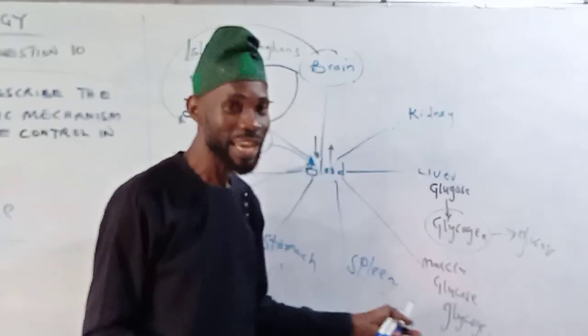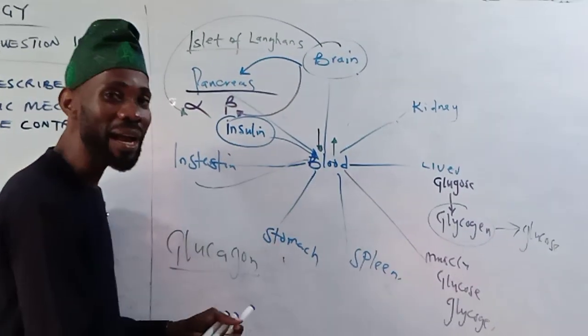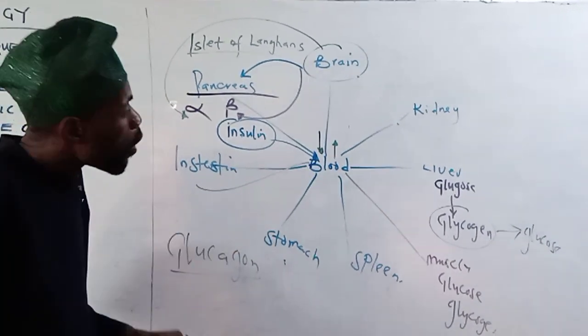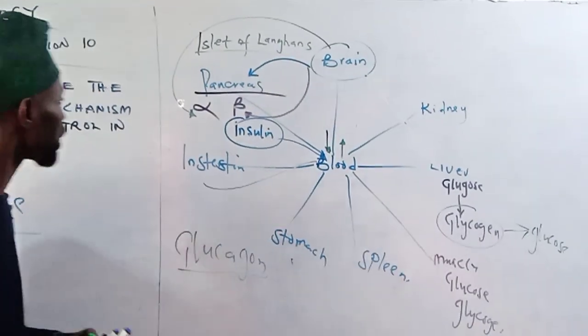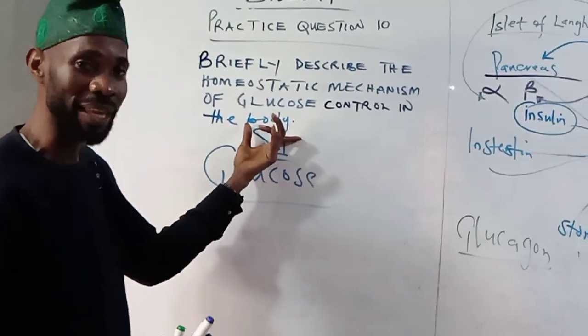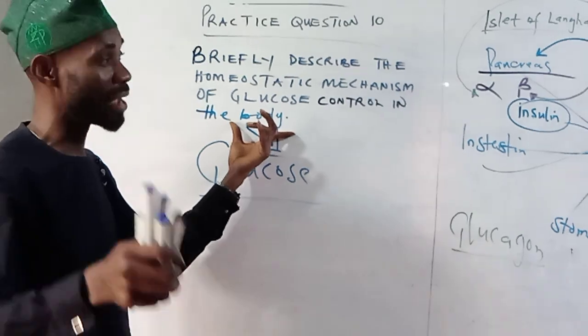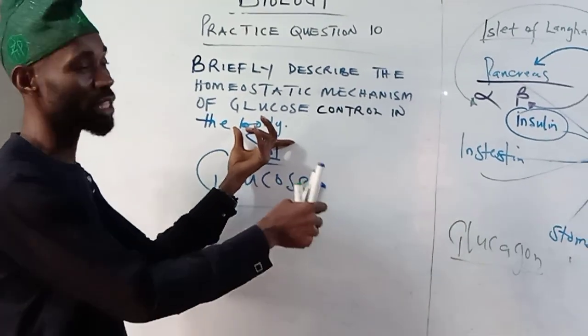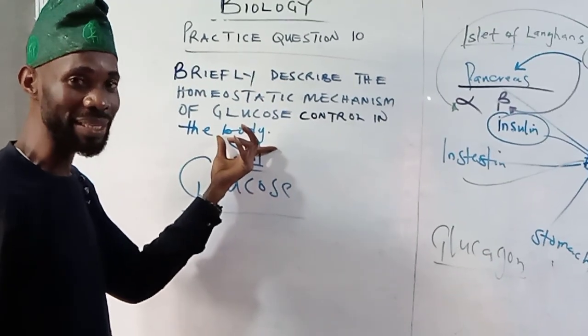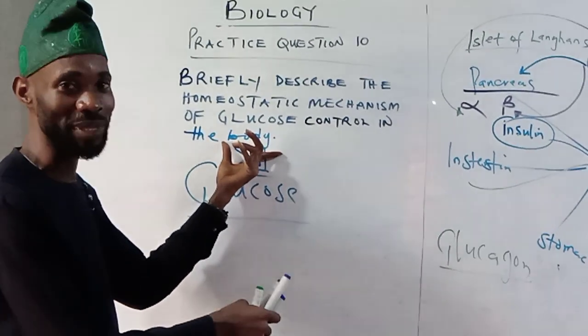By so doing, you say that the liver, the brain, and the pancreas have combined to do the job of controlling the level of glucose in the bloodstream. I advise you, take advantage of this video, go back to your textbooks, read, and I believe you will get the understanding better than what you've seen there.